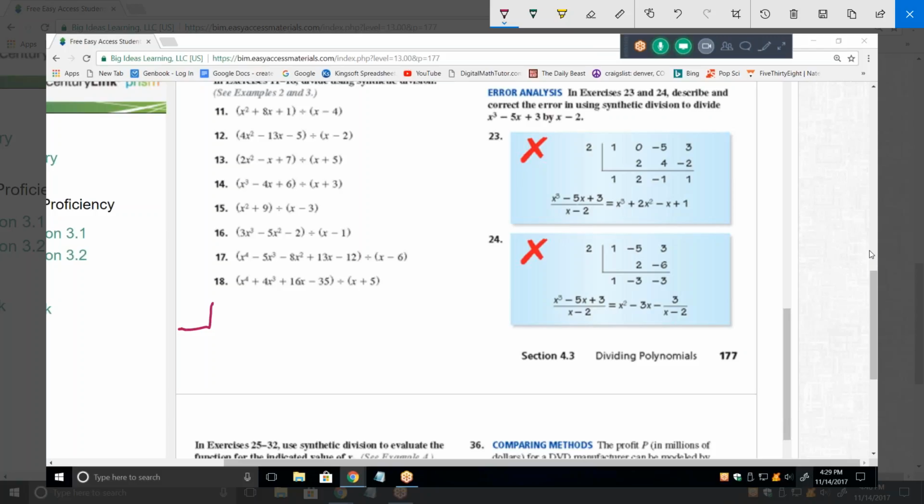All right. So, let's see. -5. Ooh, it's a negative this time. -5. So the numbers are 1, 4, 16, and -35. So I put the 0 in there? Oh, I forgot about the 0. Okay.